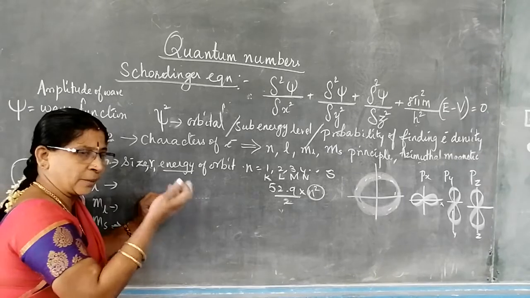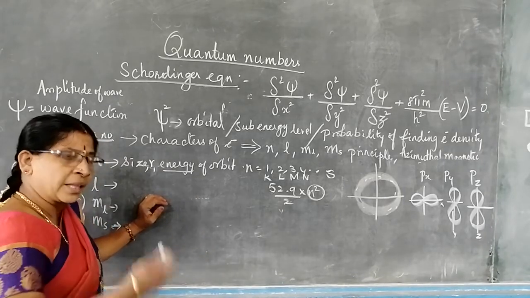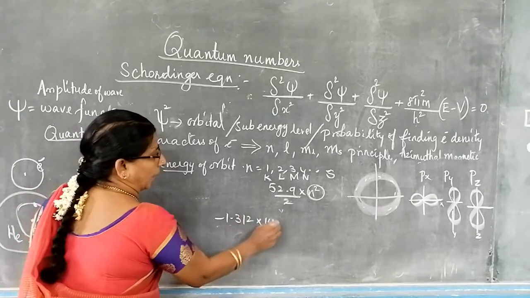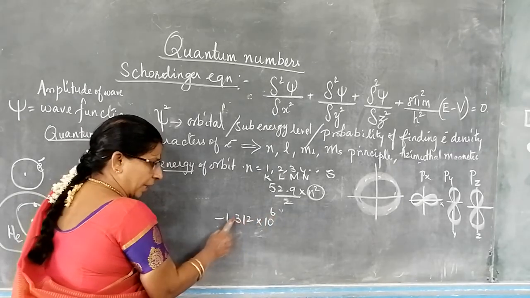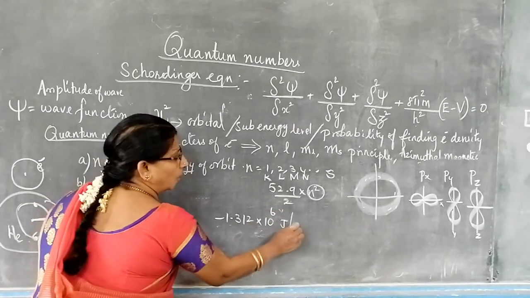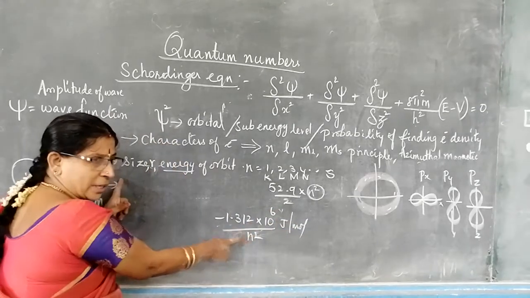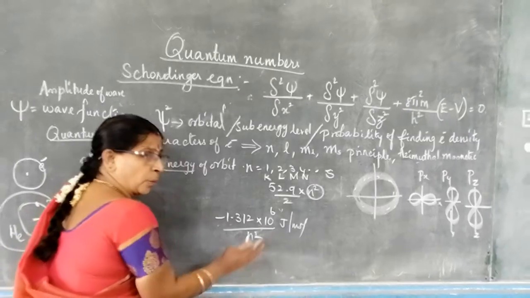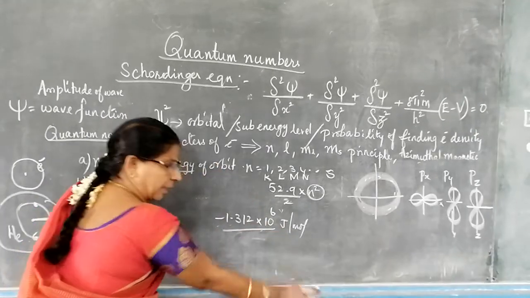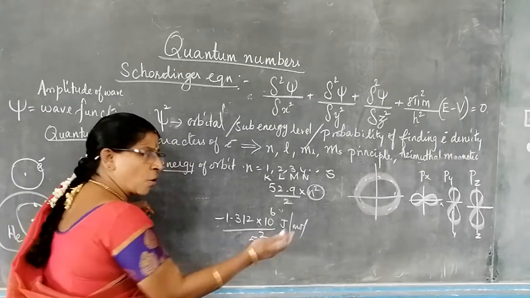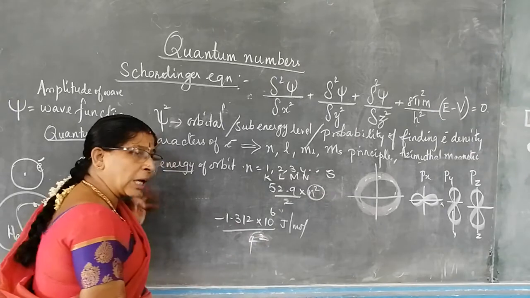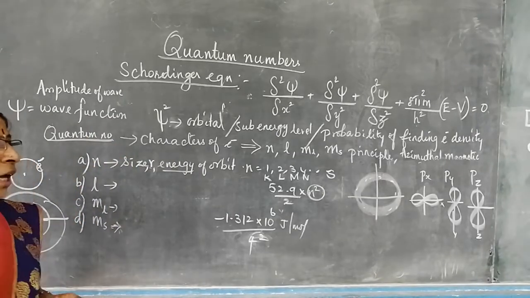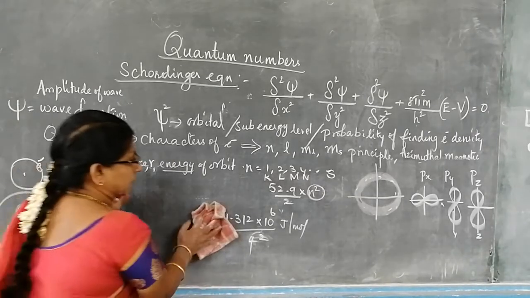Then energy. In the previous slide we have seen the energy formula. For each orbit, what is the energy level? First orbit: minus 1.312 into 10 power 6 joule per mole, by n squared. You can also write 10 power 3 in kilojoule. So this n squared is there in the energy of the orbit also. I want the energy of the 5th orbit in joule per mole; calculate for hydrogen and helium. So for the 5th orbit what will you put? 5 square. For the 4th orbit, 4 square. 3rd orbit, 3 square. So the energy of any orbit will be given by this formula. So what are the points we can understand from the principal quantum number?